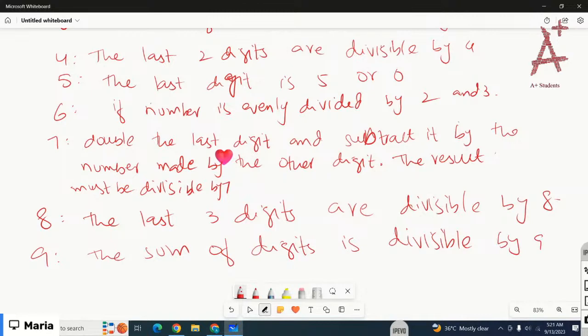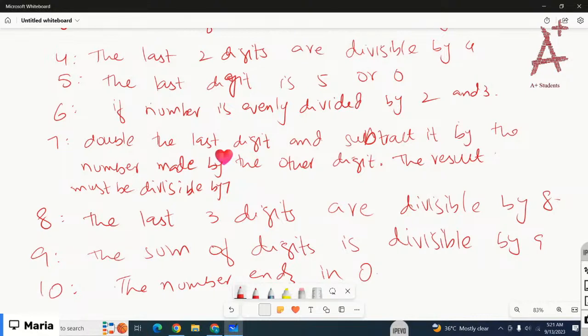And for 10, the number ends with 0. These are the divisibility rules from 1 till 10. They are very, very useful when you are working on division. You have to keep them in your mind, so you can note them now. Okay, let's just do the practice questions.